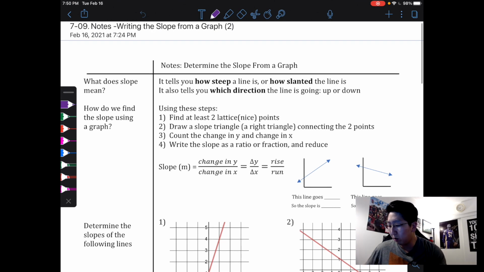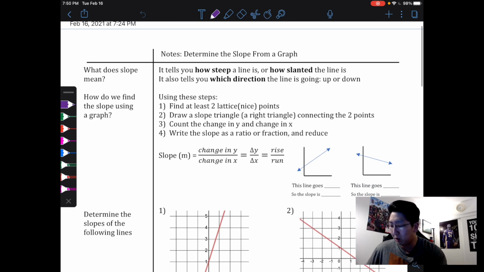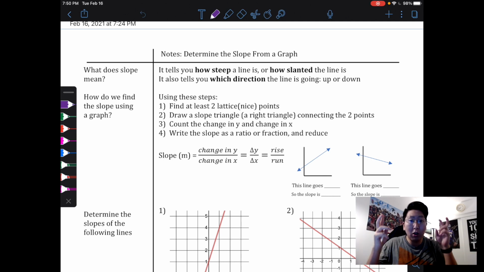Here are our notes on how to determine the slope from a graph. Today we're going to be given graphs and your job is to find out what the slope is. Now, slope of a line is how it's changing or how it's growing, right? Y equals mx plus b, so m is our slope.